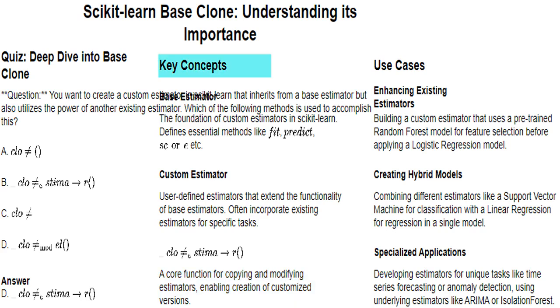Key concepts. Enhancing existing estimators. Building a custom estimator that uses a pre-trained random forest model for feature selection before applying a logistic regression model. Use cases. Creating hybrid models. Combining different estimators like a support vector machine for classification with a linear regression for regression in a single model. Use cases.